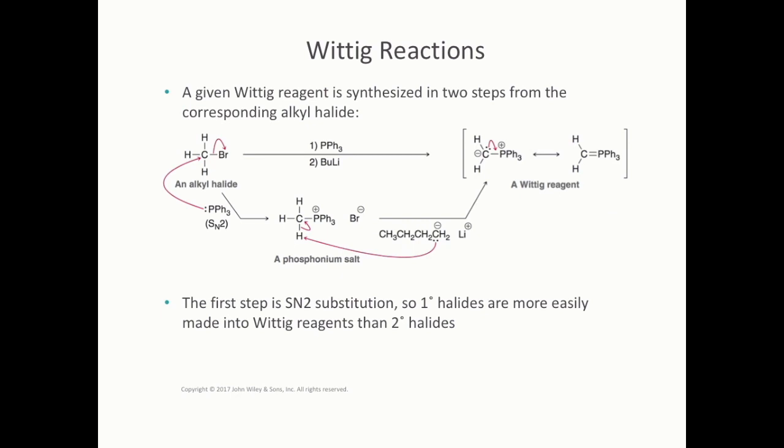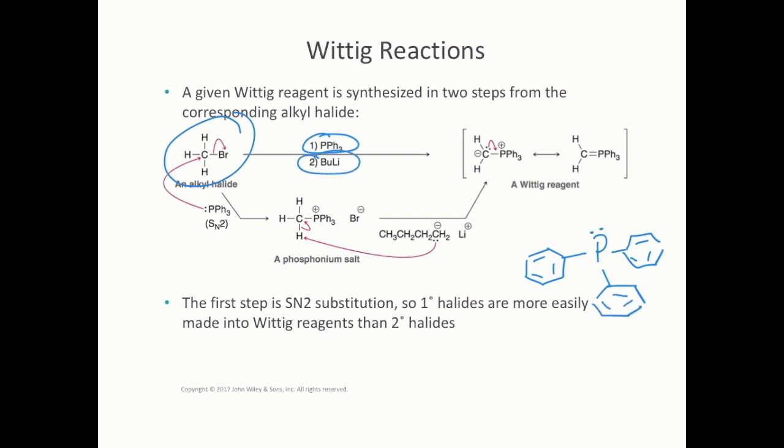Now, how would you make a Wittig reagent? So you start with an alkyl halide, such as methyl bromide shown here. Then you add triphenylphosphine. Ph stands for phenyl, so that would be a phosphorus with 3 benzene groups attached to it. And then after that, you add something called butyllithium, which is a 4-carbon alkane that is negatively charged on one end. And it is an extremely strong base.